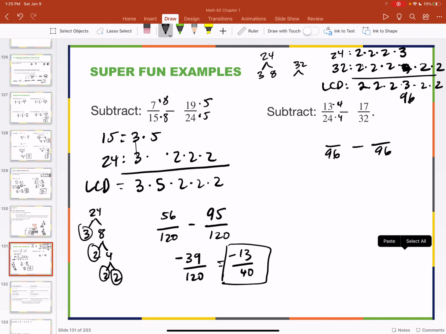Times 4 times 4. And that's going to give you 52 here. And then 32 times 3 is 96. And what is 17 times 3? Well, that's just 51. So then we get 52 minus 51. That's just 1 over 96. Okay, not too bad.